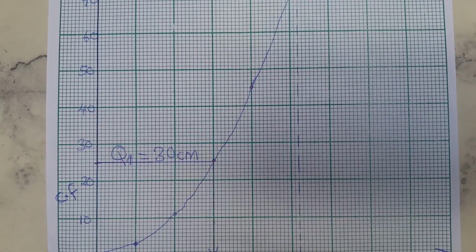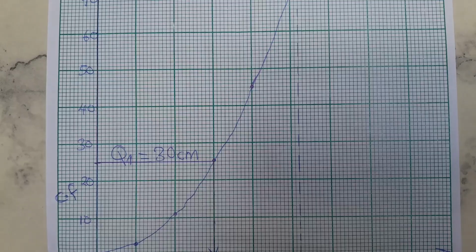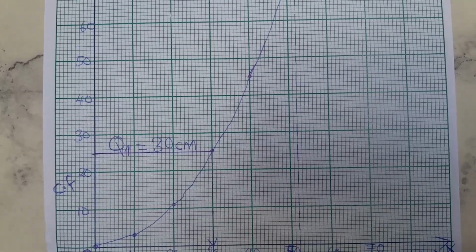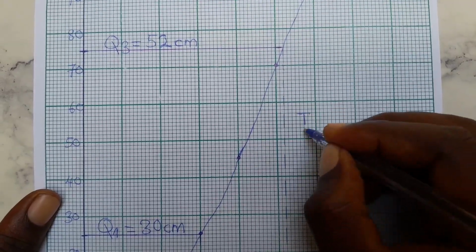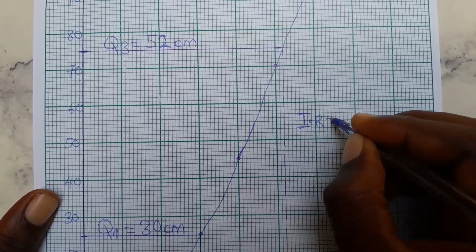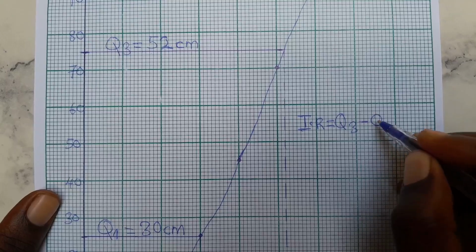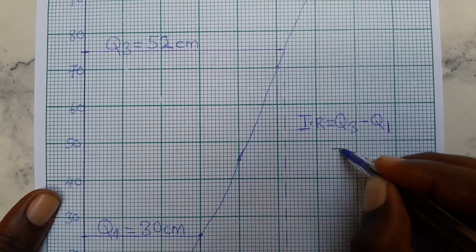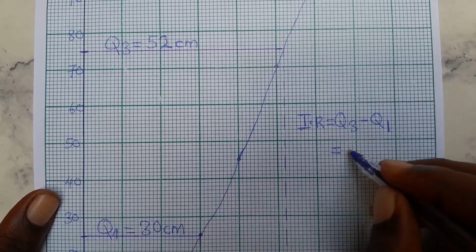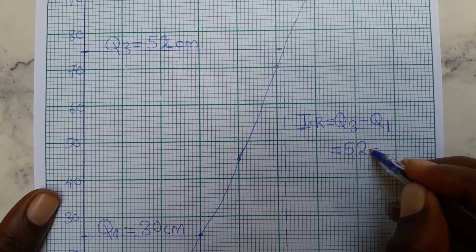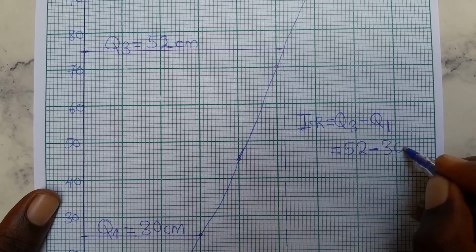So I now have Q1 and Q3. I can now find the interquartile range. What is my interquartile range? If you are just told to find the interquartile range, just say interquartile range is equal to Q3 minus Q1. What is your Q3? Q3 is 52. So put your 52 there, minus. What is your Q1? 30. You put your 30 there.